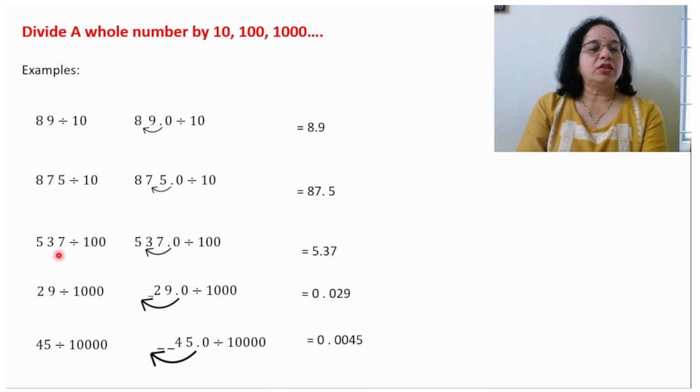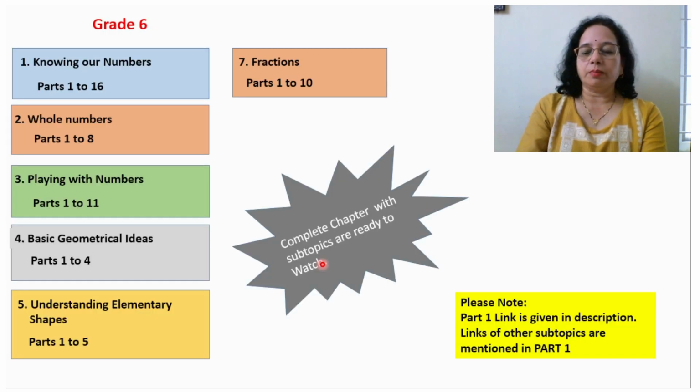Now here 537 divided by 100. So two zeros are there. So we will shift two places to the left hand side. So the answer will be 5.37.